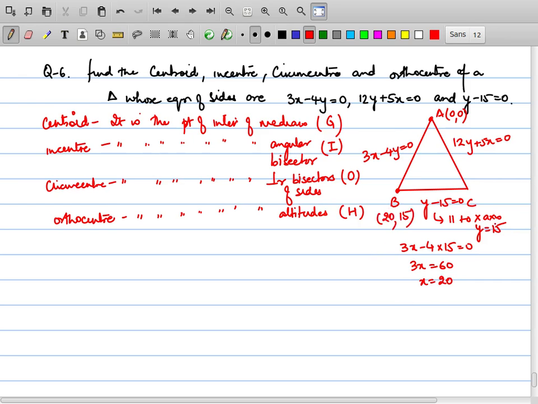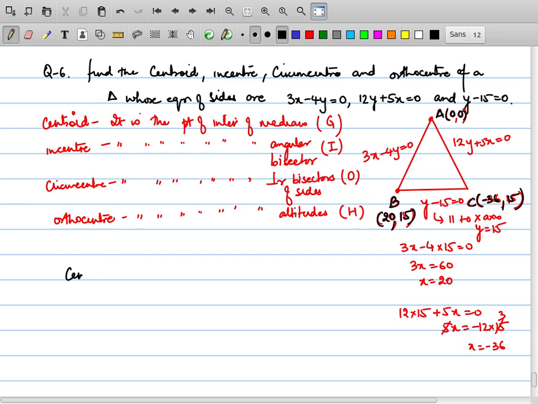Similarly, we can find C. For C, y is definitely 15. We'll put this value in the equation. 12 into 15 plus 5x is 0. 5x is minus 12 into 15. X is minus 36. Therefore, the coordinates of C are minus 36, 15. We can use a different color to highlight this. This is 20, 15 and this is minus 36, 15. This is C, this is B, this is A.